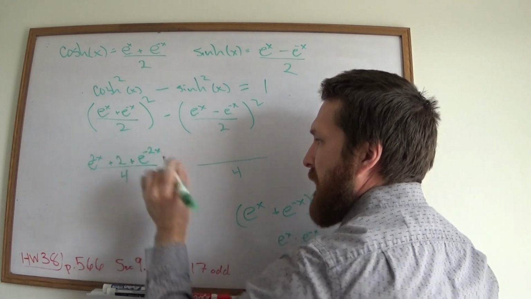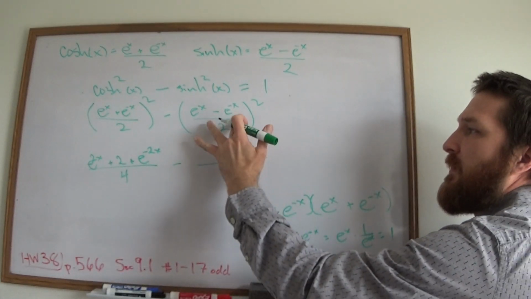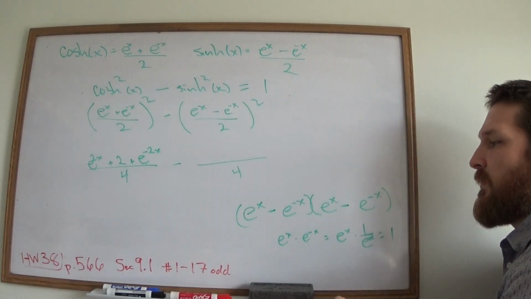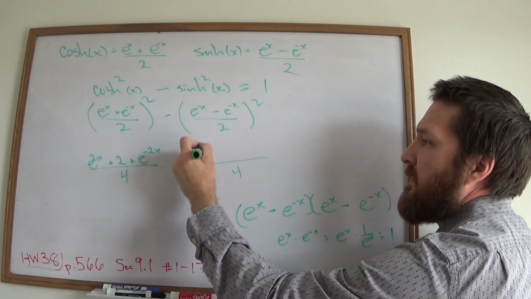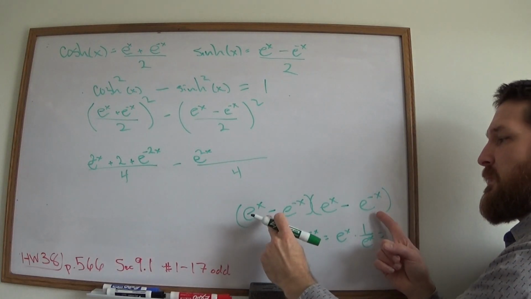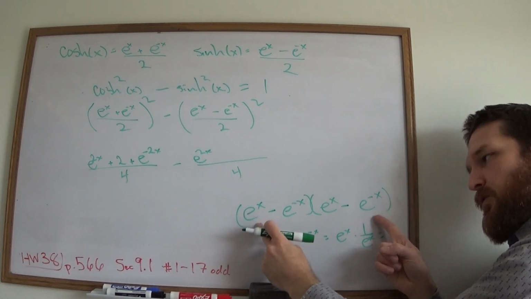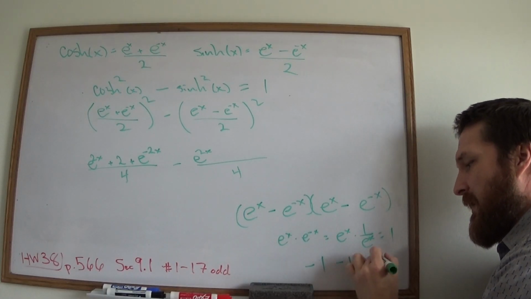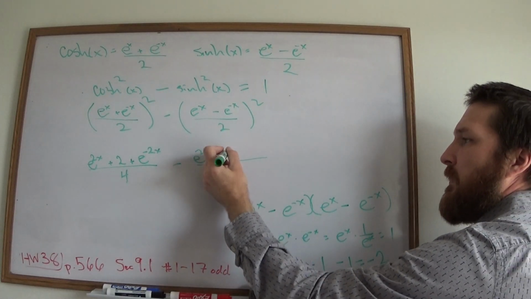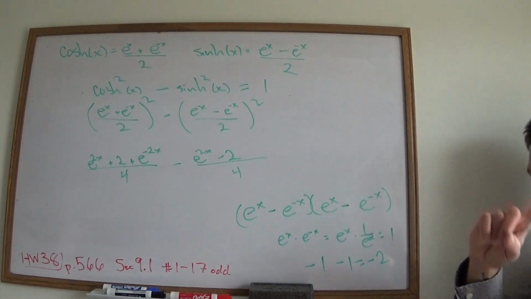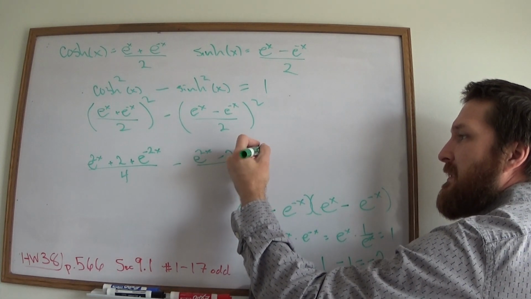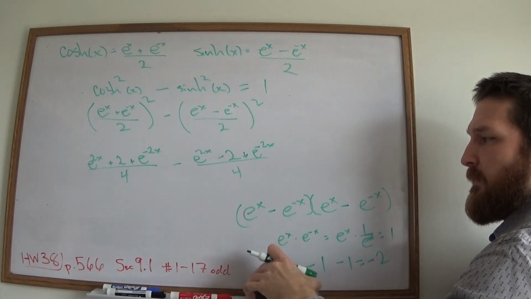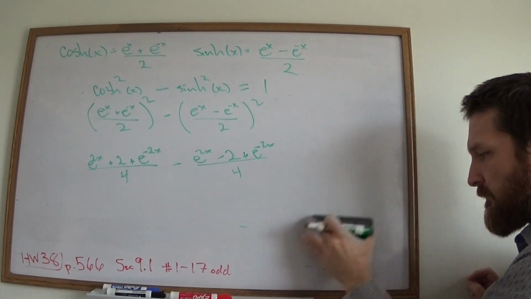Now here, same thing. The only difference is now we have minuses. So first gives me e to the 2x. Outside gives me minus 1. Inside gives me minus 1. Minus 1 minus 1 is minus 2. Plus e to the negative 2x. That's all over a common denominator.